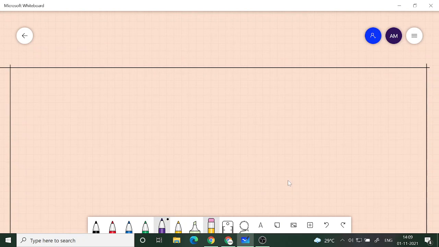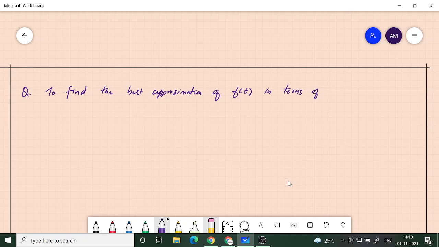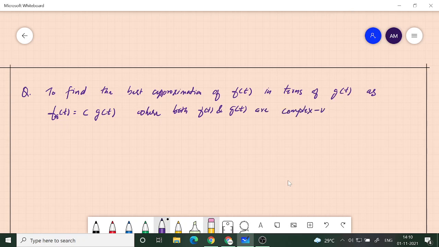Alright, so now the problem at hand is to find the best approximation of f of t in terms of g of t, where the approximate function is written as c g of t, where both f of t and g of t are complex valued functions. And c is allowed to take complex values.